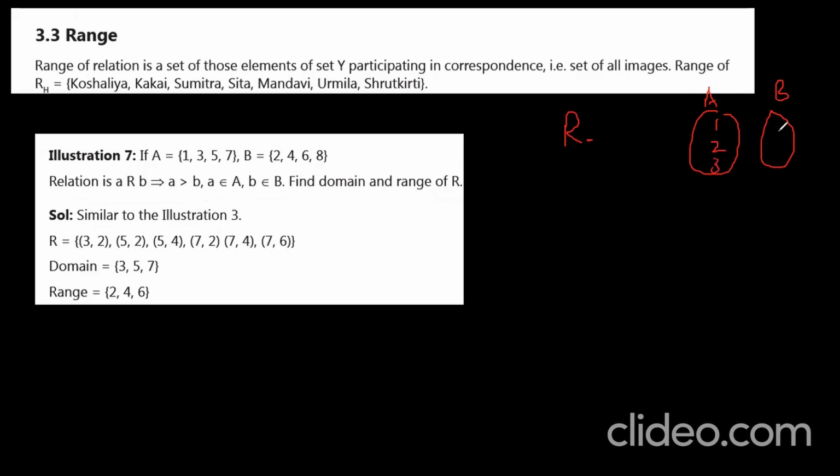This is 1, 2, 3. I took this as A, B, C, D, and 1, 2, 3 like this. Okay, so I want to define it.